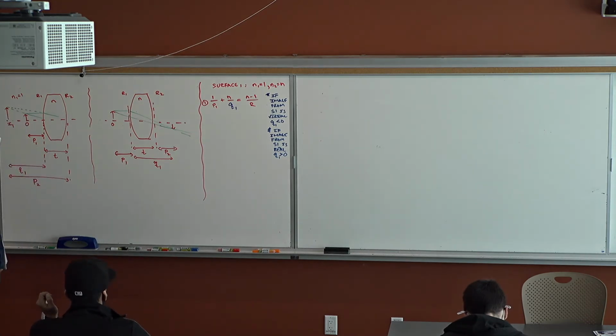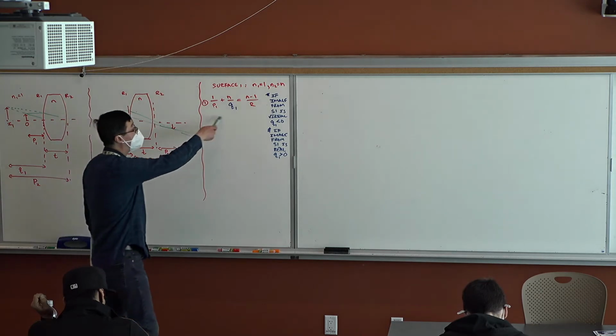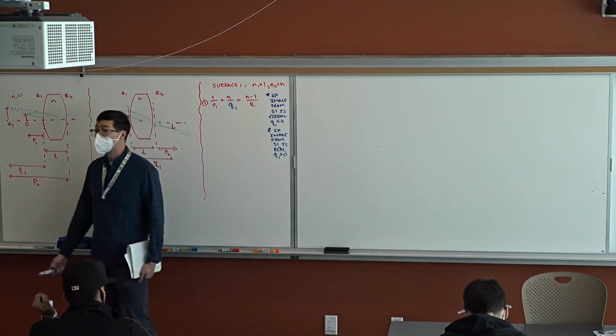Is this lenses or refracting surfaces? This is a refracting surface. I'm using this to make a thick lens, which I'm then going to let T become very, very small, which will make it a thin lens. But this is just true for our spherical refracting surface.